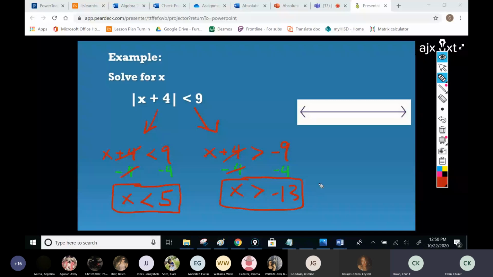All right, now that we get the two answers, let's go ahead and try to graph it. So on this line right here, let's just say the 0 is right here. So let's find +5 and -13. I'm just going to estimate the position. So if +5 is somewhere right here, -13 will be somewhere right here.